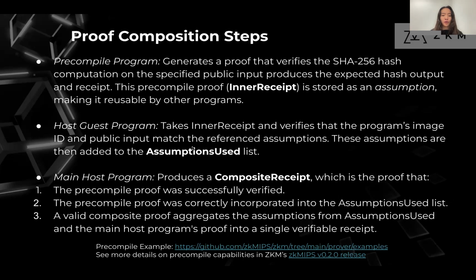And then for our main host program, its main function is to produce a composite receipt. And it's the proof that addresses three main things. One, that the precompiled proof was successfully verified. Second, that the precompiled proof was correctly incorporated into the assumptions used list. And then third, we have a valid composite proof that aggregates all of the assumptions from that assumptions used list and the main host program's proof into a single verifiable receipt. So that single verifiable receipt is the result of that proof composition.